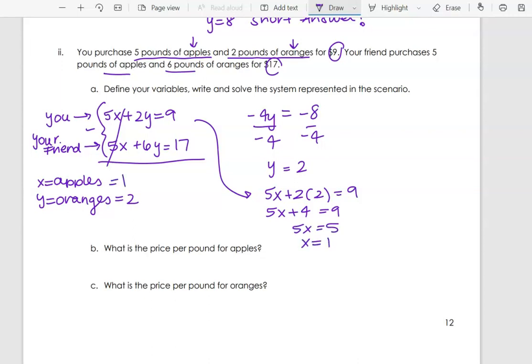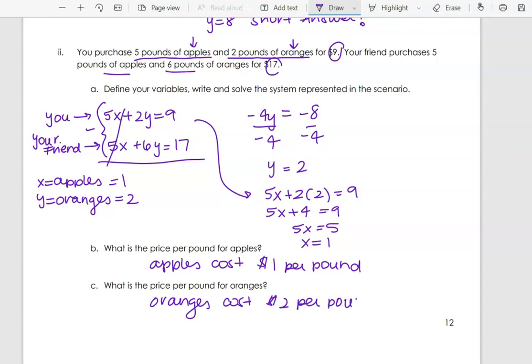What is the price per pound for apples? Apples cost $1 per pound. And then price per pound for oranges. Oranges cost $2 per pound. Okay, just from my solving the systems of equations. Good job, guys. Let's check out another one.